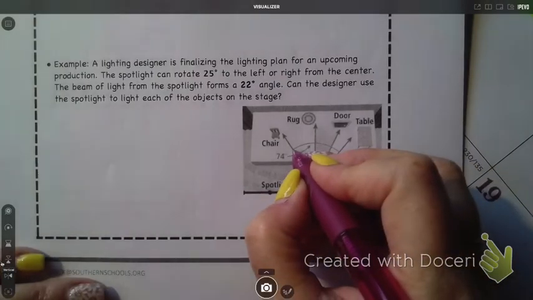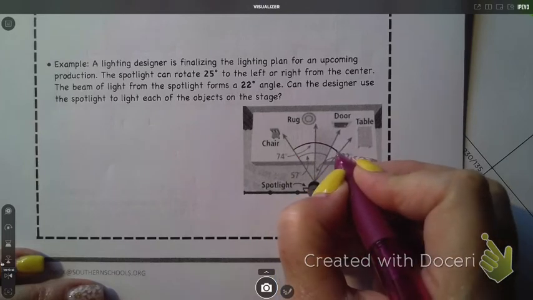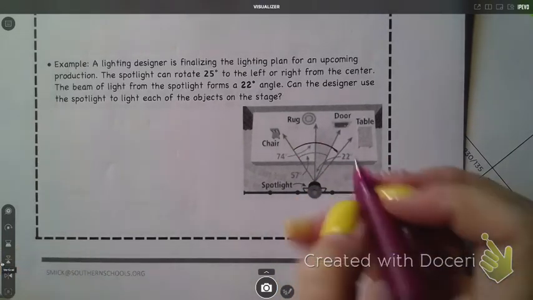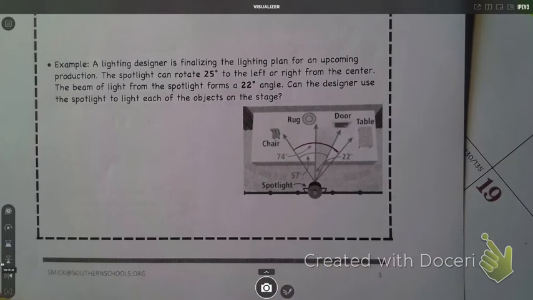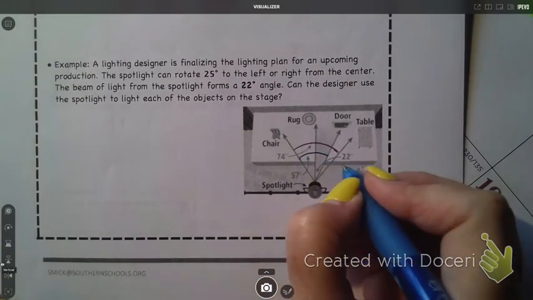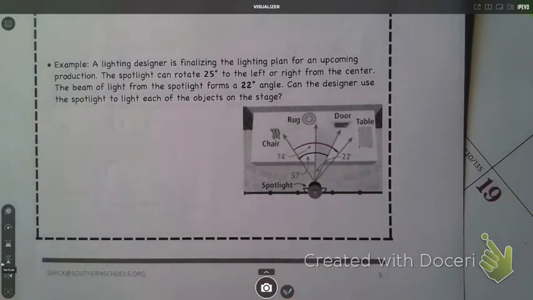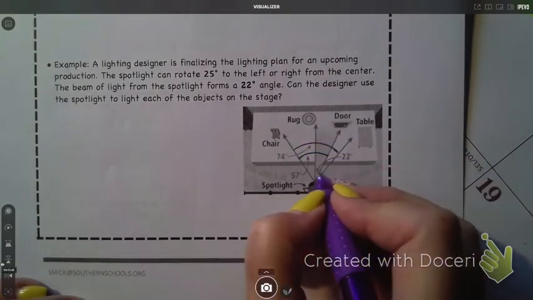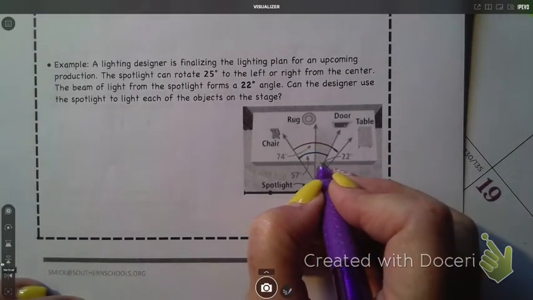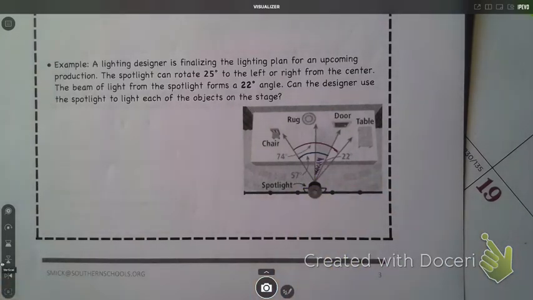Okay, so 74 is this whole thing, correct? Yep. Okay. 57 is just from the left to that second to last line, yes? Yes. And 22 is just this little area right here. So we good? Okay.